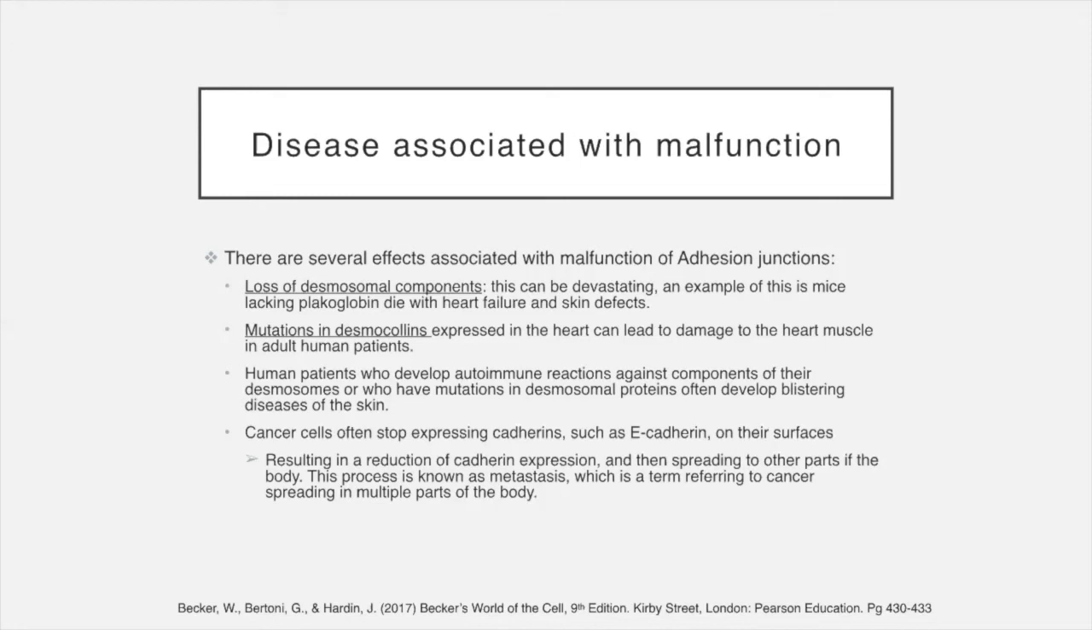Cancer cells often stop expressing cadherins, such as E-cadherin, on their surfaces, resulting in a reduction of cadherin expression and then spreading to other parts of the body. The process is known as metastasis, which is a term referring to cancer spreading to multiple parts of the body.